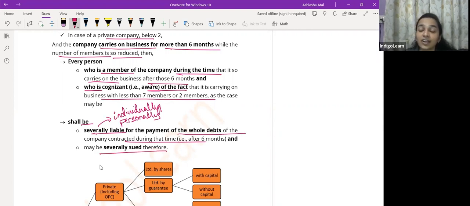So कौन liable होगा? Every member, and not only member, but he should also be aware of the fact कि company कम members के साथ काम कर रही है.